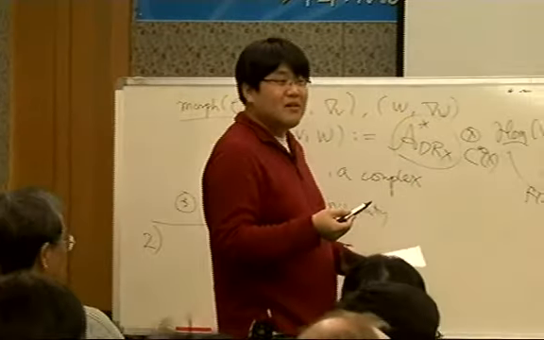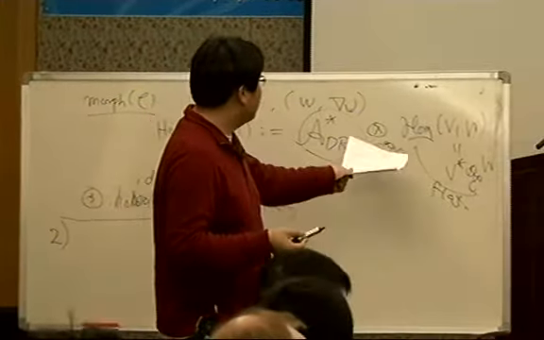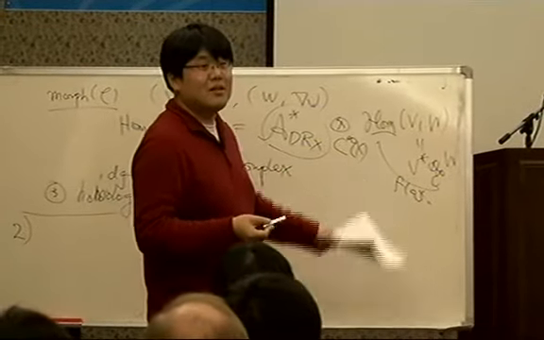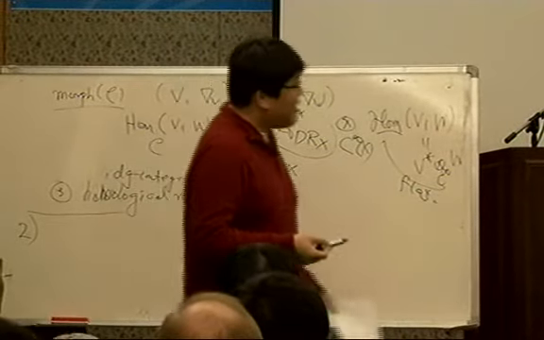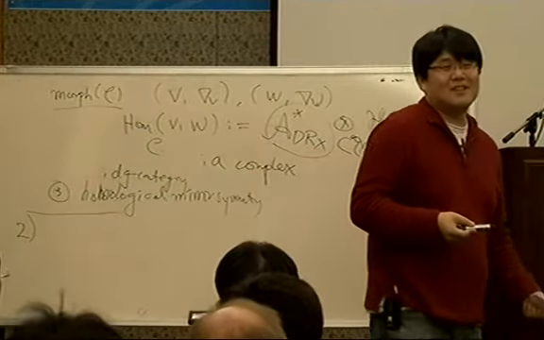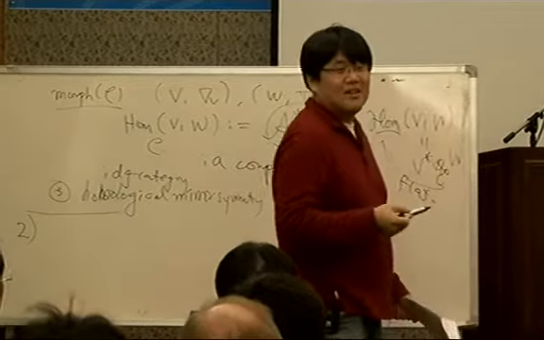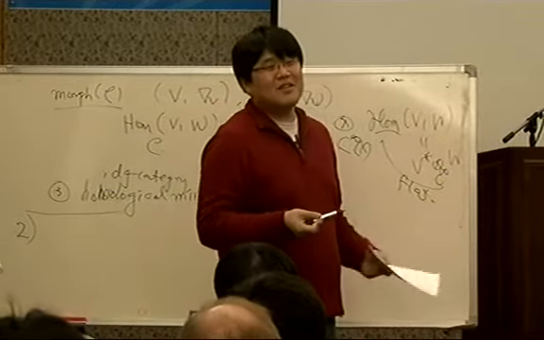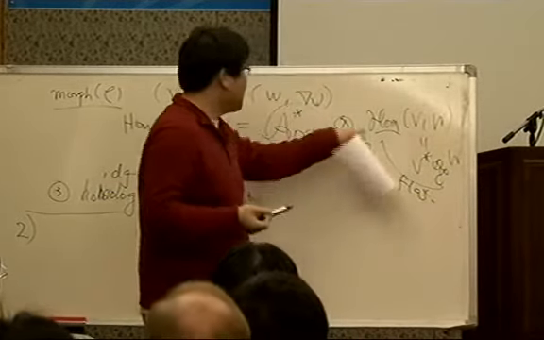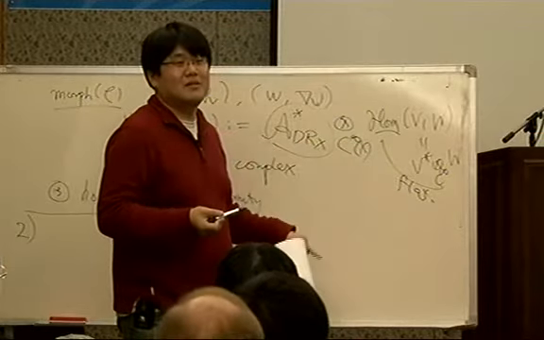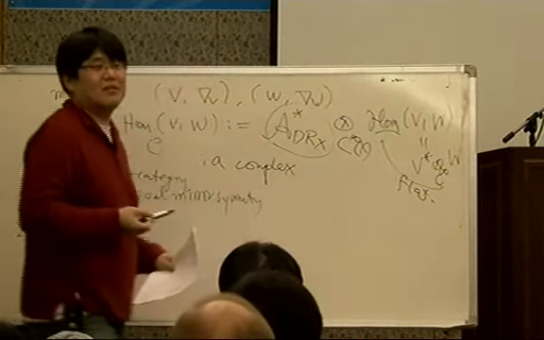Where do you use the connection? Here. Connection, where do I use the connection? Without having connection, this is not going to be complex. You need a flatness to have this connection. Unless the connection is flat, tensor product doesn't give you complex. So we definitely need a flatness.